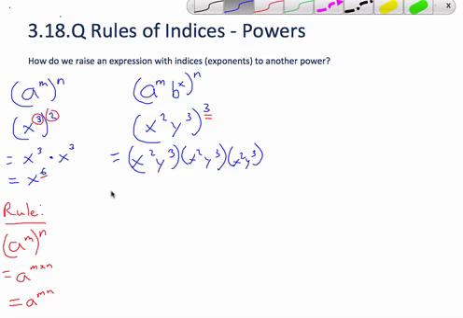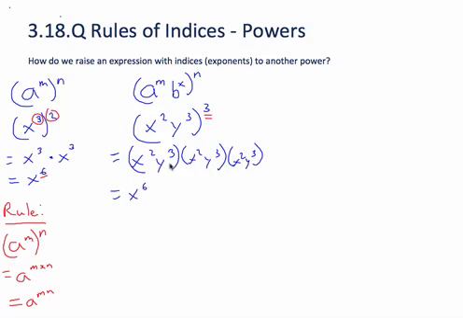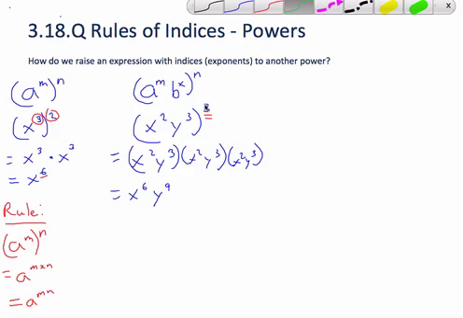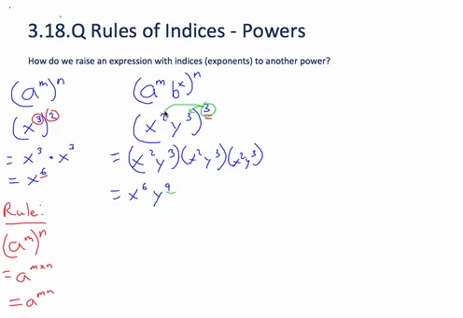Alright, so what happens here is we have x squared, x squared, x squared. That becomes x to the power of 6. Y cubed, y cubed, y cubed. That's y to the power of 9. Okay, so notice that 3 times 3 is 9, and 3 times 2 is 6. So what happened is you just multiplied the 3 here by both of these exponents, and that's what we got.